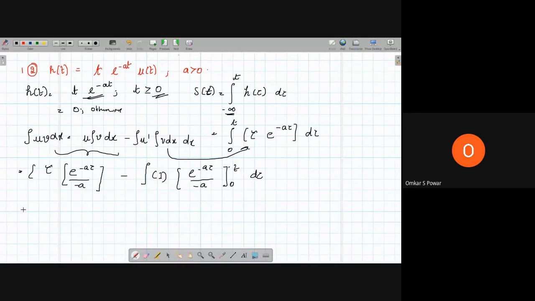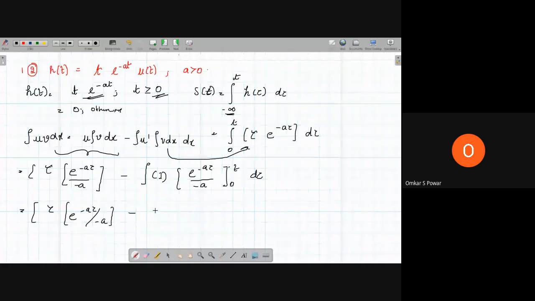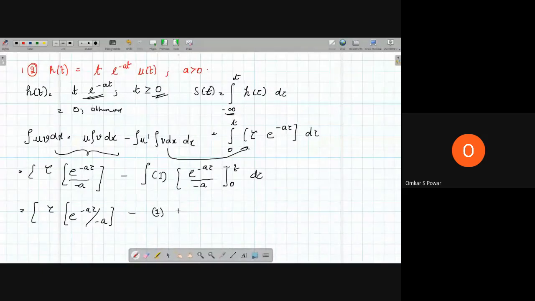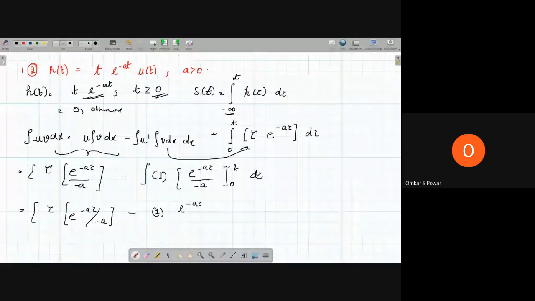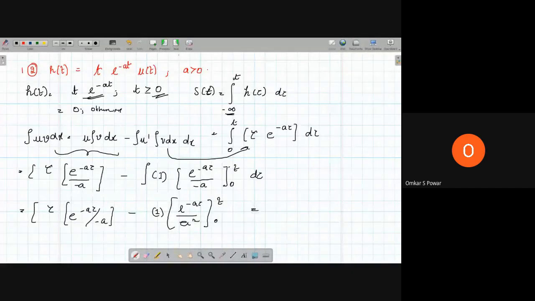Okay. If you simplify this one, you will get tau e^(-a tau) divided by -a, and the minus 1 you can take outside. Again, integration of this one is e^(-a tau) divided by a squared, from 0 to t. If you solve this one, you should get e^(-at) divided by a into (-t) and minus 1 by a. So you solve this, you'll get this.